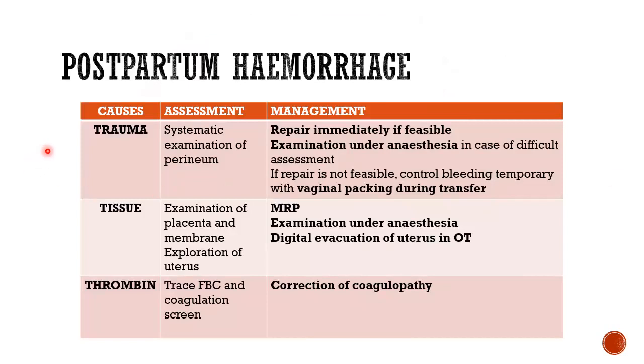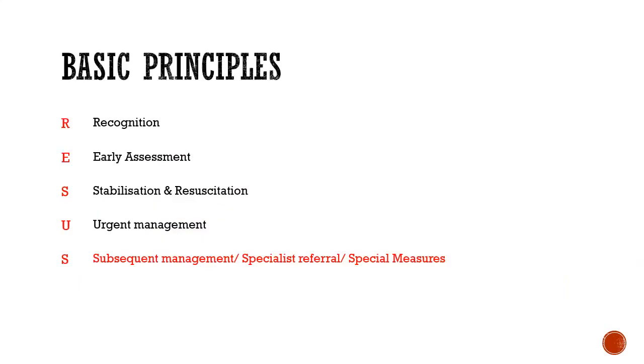Next are the other causes of PPH, which are trauma, tissue, and thrombin. So if you have trauma, you need to repair. Okay. So if you cannot see, then you repair in OT, examination under anesthesia. Okay. If you really cannot and do not know how to repair, pack and then refer early and resuscitate the patient properly. Okay. So for tissue, if let's say there is retained placenta or retained cotyledon or membrane, then she might need an MRP. Okay. If it is thrombin, you need to correct the coagulopathy, meaning that you need to transfuse her with FFP, platelet, or cryoprecipitate. Okay, so it's actually not very difficult.